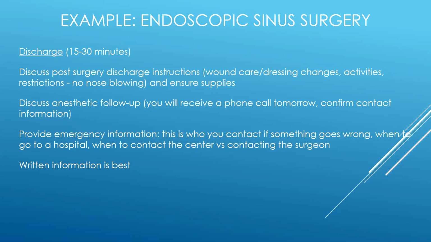This is when you should think about going to a hospital. This is when you contact the center. This is when you contact the surgeon, and you make sure they have all of that information. And because you're bombarding the patient with so much information, written information is best. Usually, since an ambulatory surgery center specializes in certain procedures, you will have a discharge packet already pre-printed, and you go through the patient with that.